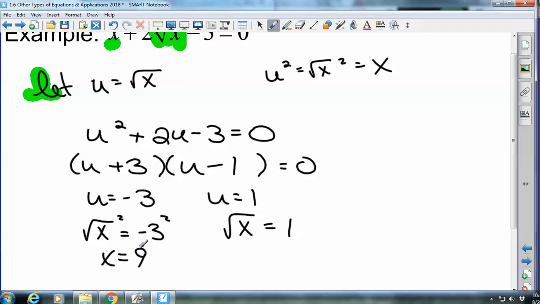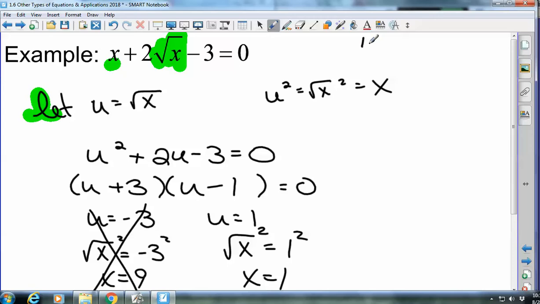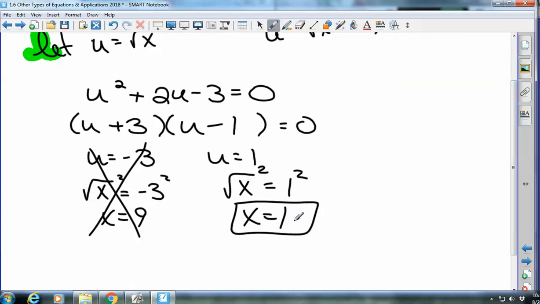If you didn't, and you just went through and squared each side, you get x equals 9. And when you plug 9 back in to check the original, it wouldn't work. So if you don't catch it now, just make sure you're thinking, okay, there was a radical in the problem, I need to check at the end. So that one doesn't work. Here, if we square, I get x equals 1. Should go ahead and check that, so that would be 1 plus 2 times the square root of 1 minus 3. So 1 plus 2 minus 3 does equal 0.